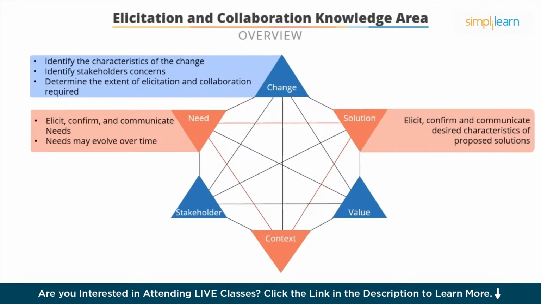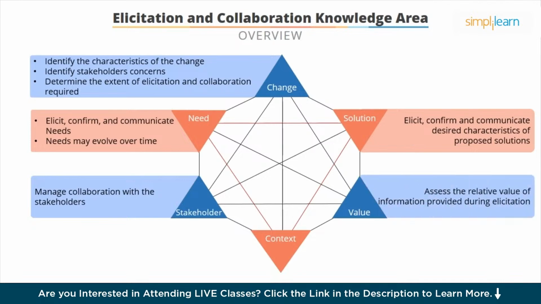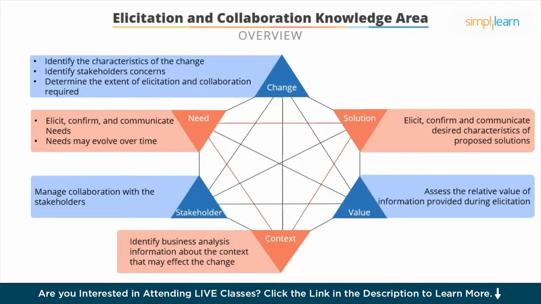Elicit, confirm, and communicate the desired characteristics of proposed solutions. Manage the collaboration with the stakeholders who participate in the business analysis work. Collaborate with the stakeholders to assess the relative value of information provided during elicitation. Apply elicitation techniques to identify business analysis information about the context that may affect the change.